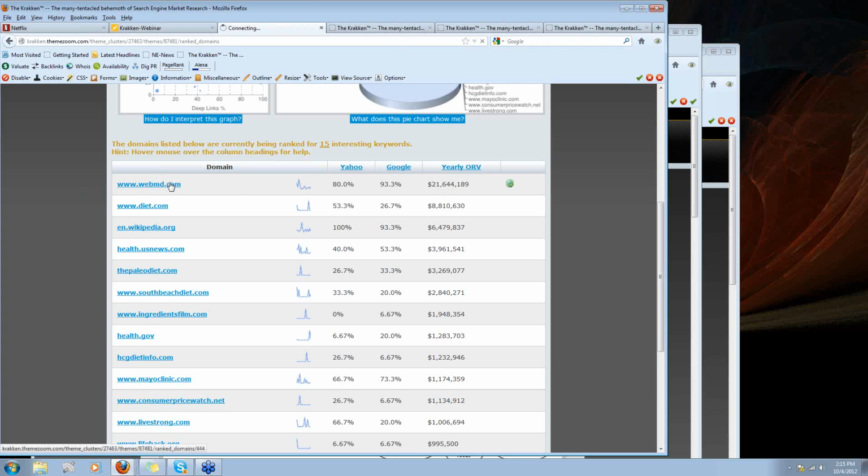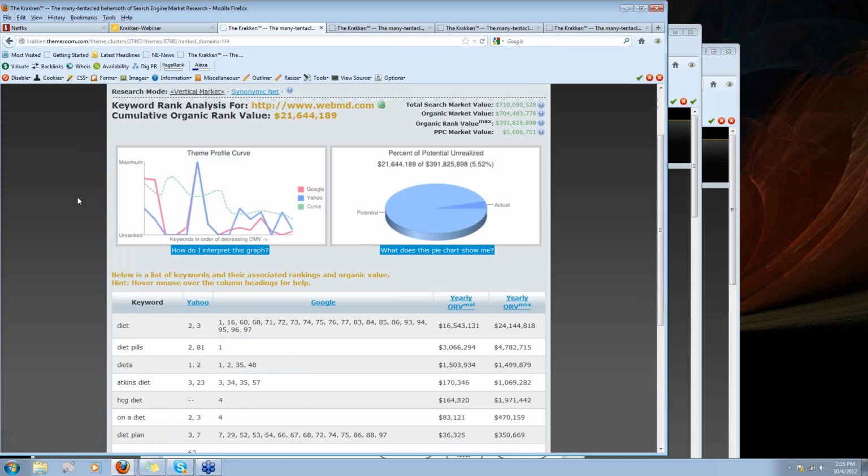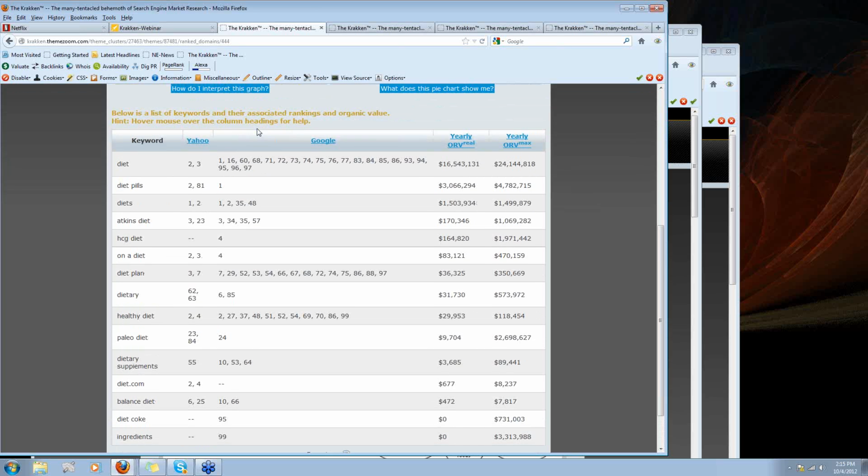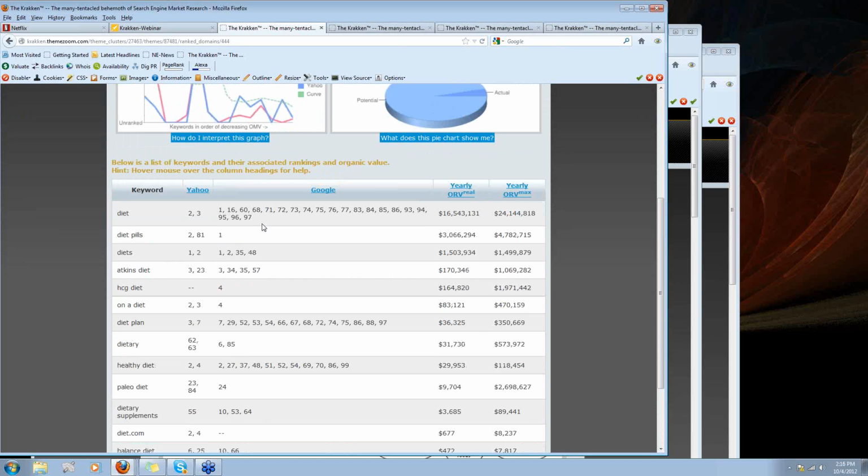Now, if you want to take a deeper view into that, we click on that, and it'll show you exactly which of the important keywords they're ranked for and what position they're ranked for. Fascinatingly enough, gone are the days when you just ranked once or twice on Google. Now you can rank 100,000 times, right?